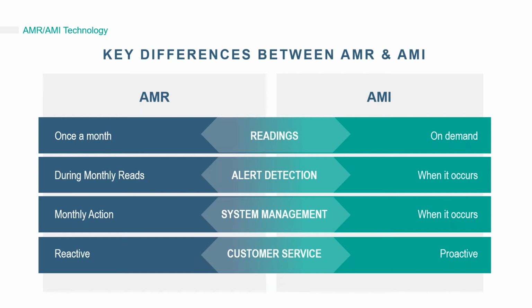An AMR system also provides reactive customer service. For example, if you notify a customer about a water leak with an AMR system, they'll be subject to a higher bill since that leak has been occurring for a month. Whereas an AMI system provides proactive customer service. You can notify a customer when a leak begins or shortly thereafter, and potentially avoid that high water bill.